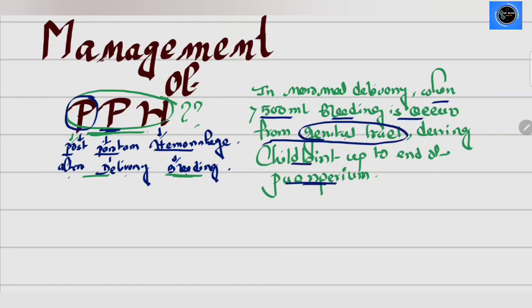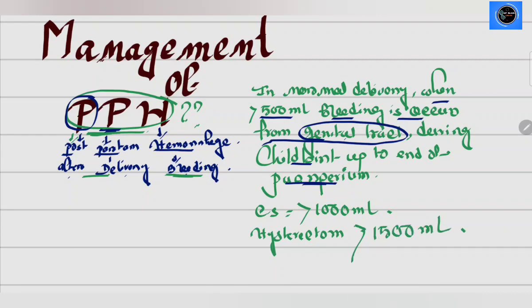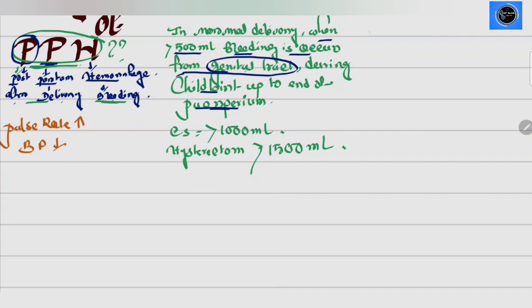But in cesarean section, the bleeding amount is more than 1000 ml, and in hysterectomy, the bleeding amount is more than 1500 ml. So I think you all understand what postpartum hemorrhage is. And during postpartum hemorrhage, pulse rate increases and BP decreases. Now I discuss the types of PPH.